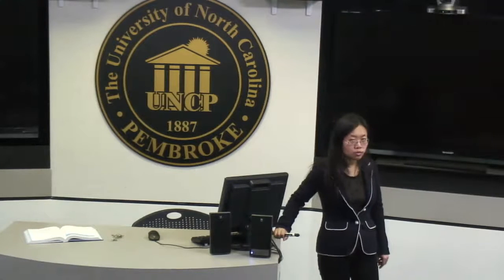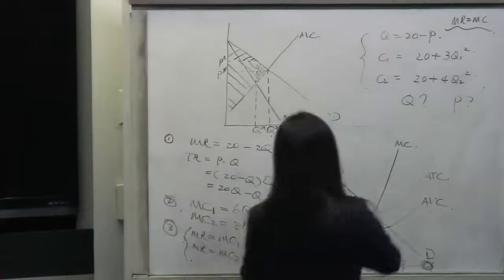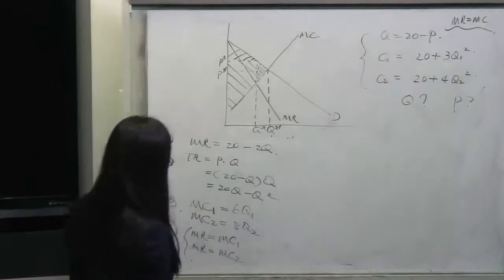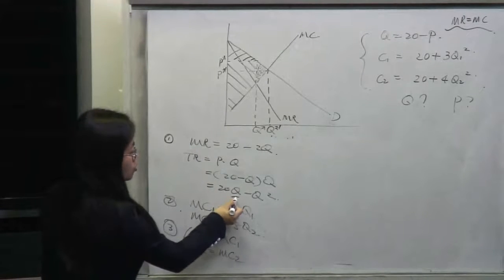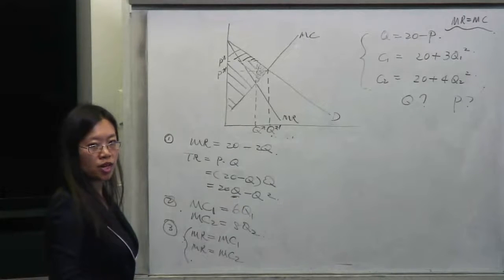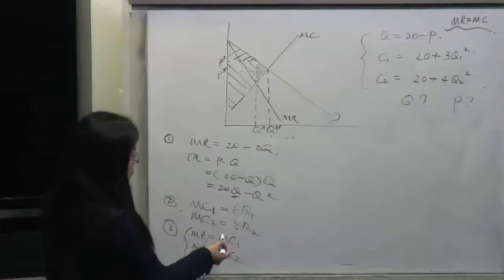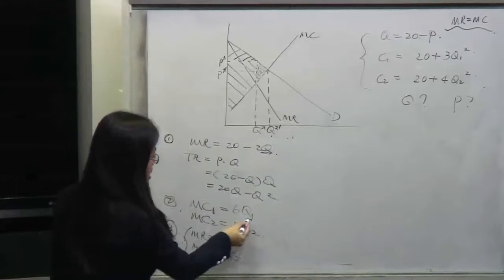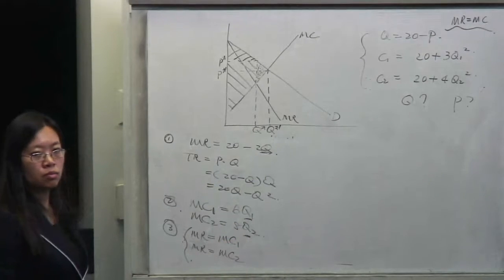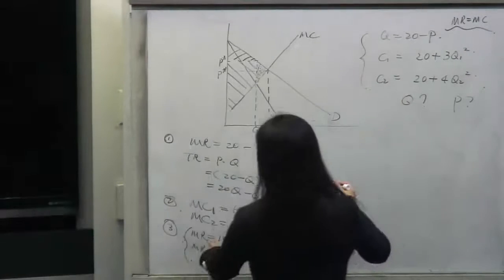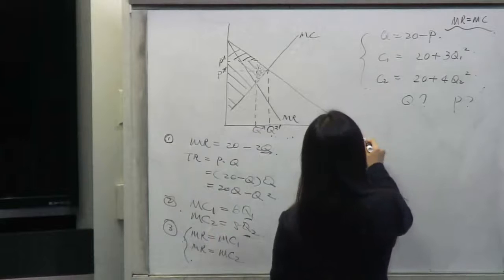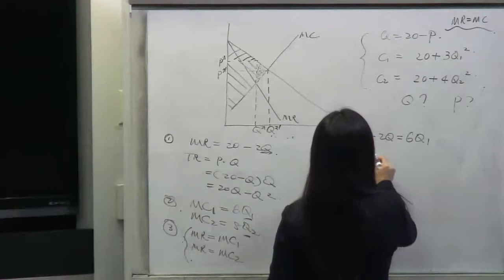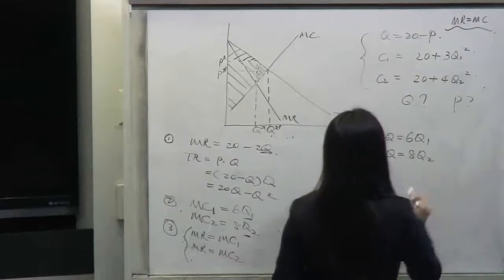Now, is it easy to solve this? Okay, look at here. We have Q here, but we have Q1 and Q2 here. So what the first equation gives you is 20 minus 2Q is equal to 6Q1. The second equation gives you 20 minus 2Q is equal to 8Q2. Right?